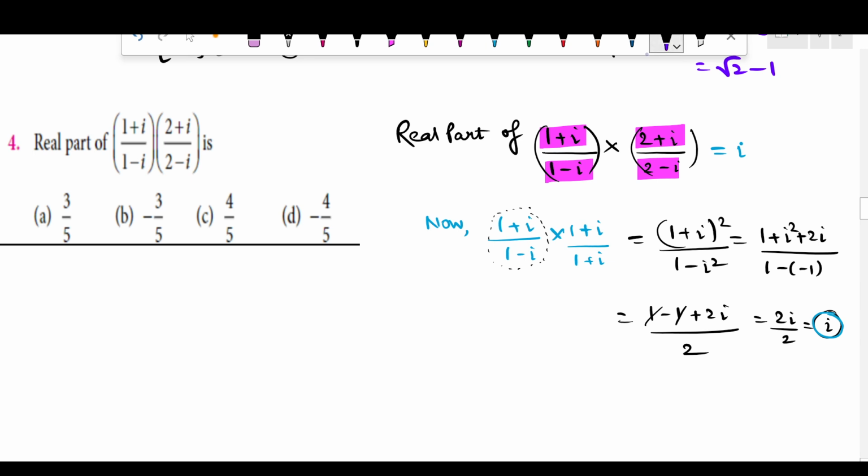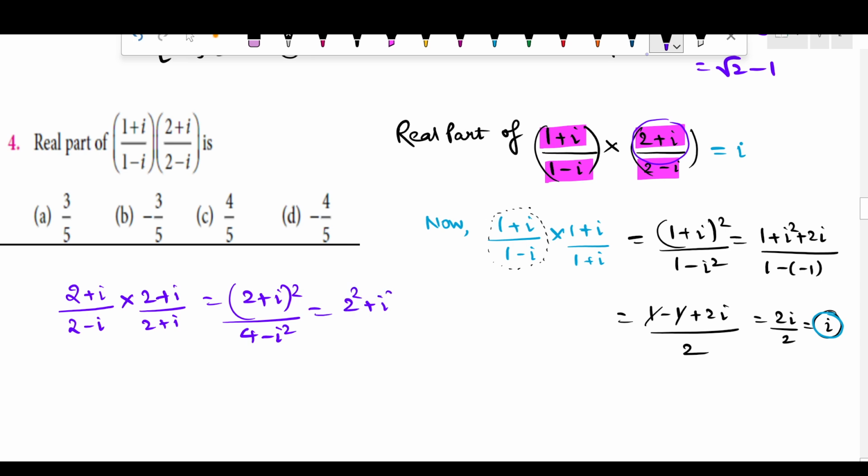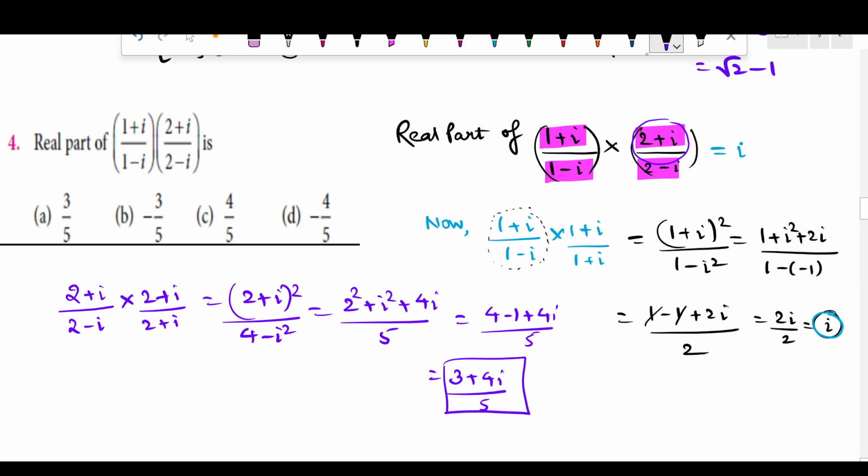And if you see this part now, this is 2 plus i upon 2 minus i. We again rationalize it. This will be (2 plus i) whole square upon 4 minus i square. This will be 2 square plus i square plus 4i upon 5. This will be 4 minus 1 plus 4i upon 5. This will be 3 plus 4i upon 5. So in place of 2 plus i over 2 minus i, we can place this 3 plus 4i by 5, right?